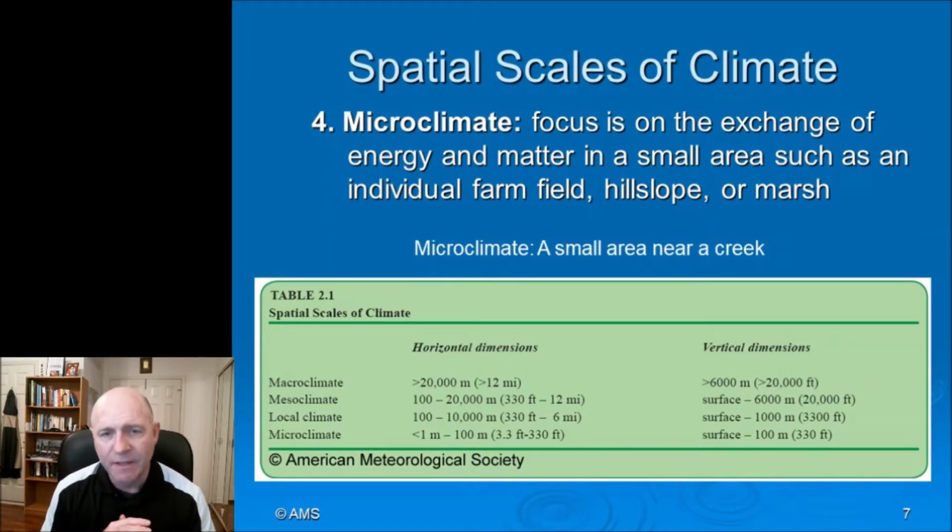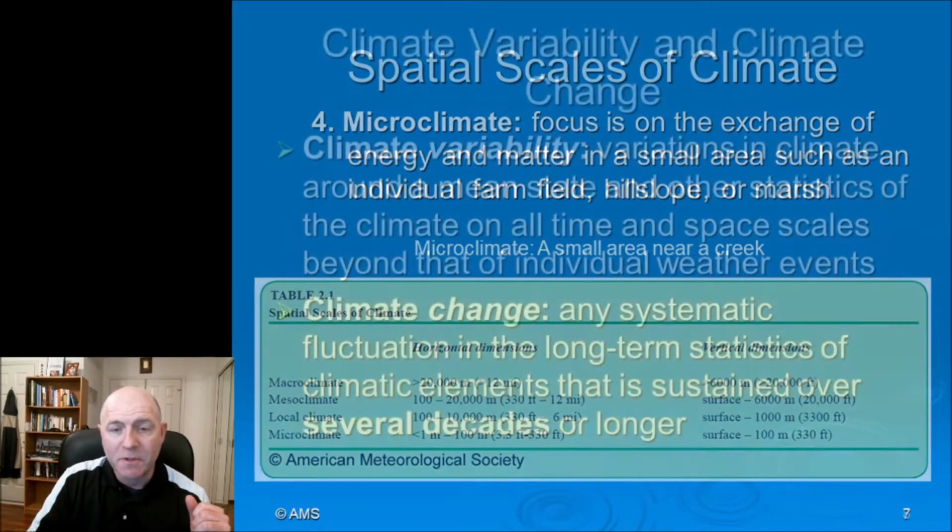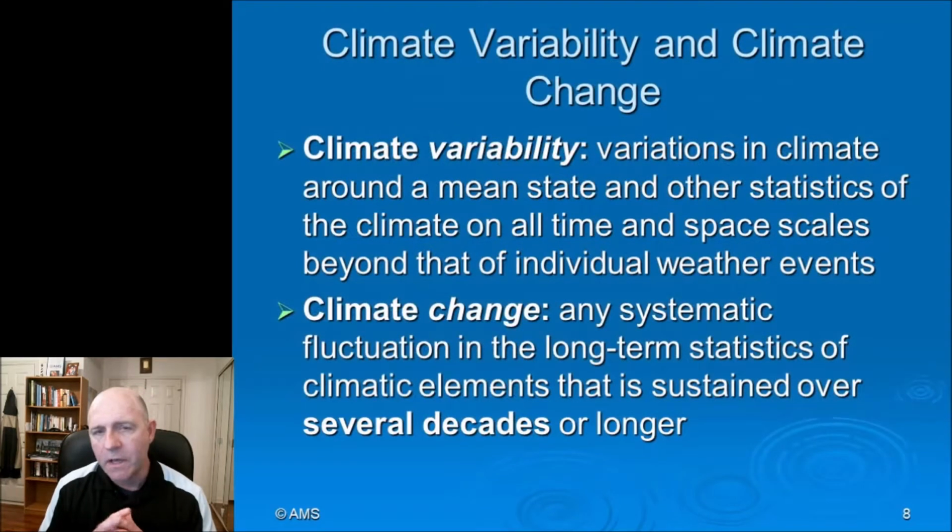You can see there the idea for the scales and dimensions, both horizontally and vertically. The macroclimates can be easily more than 12 miles in horizontal dimension, whereas the microclimates can be less than a meter or yard. So those are the four scales that we think about, from the micro all the way up to the macro. Thinking about climate variability and climate change, these are two key differences to take note of.